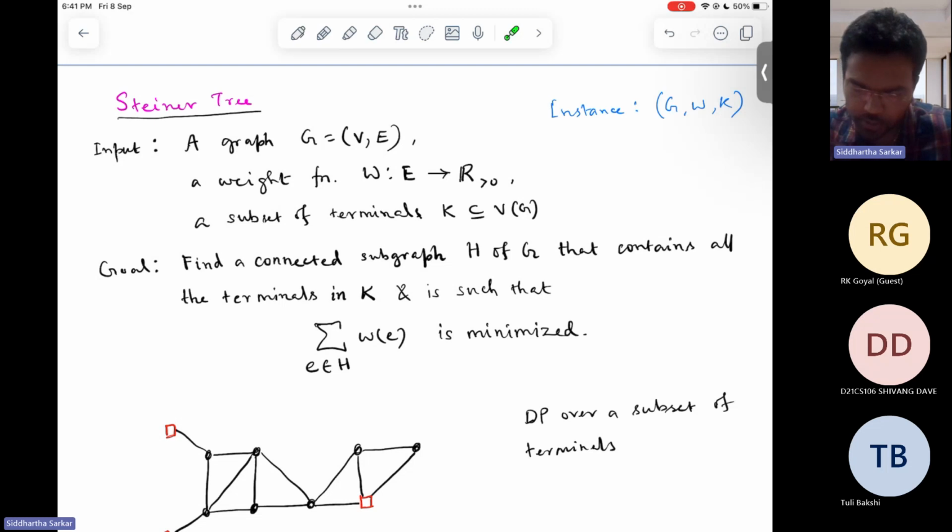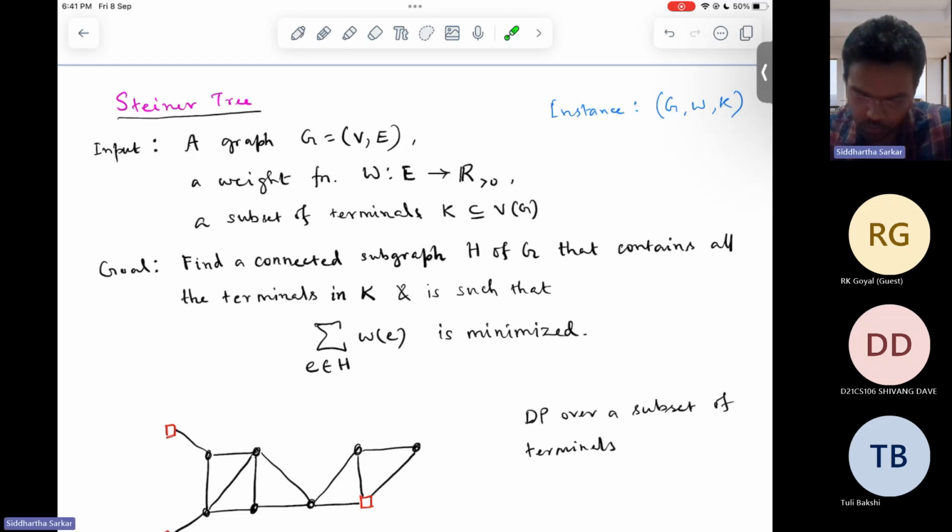Okay, so in the Steiner tree problem, your input is a graph, and there is a weight on every edge. You can think of the graph as an undirected graph, and there is a positive real weight on every edge, and you have specified that some of the vertices in the graph are special. Such special vertices in the graph are called terminals.